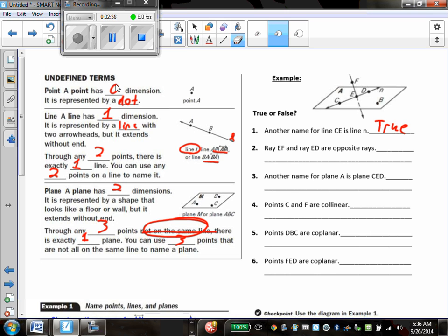Is it true that rays EF and ED are opposite rays? Well, let's investigate a little bit. Ray EF would be a ray starting at E and extending up towards F, and ray ED would be a ray starting at E and extending towards D. While these are both rays that start at point E, remember for opposite rays, they need to form a straight line with each other, but EF and ED form an angle, not a straight line. So these are not opposite rays.